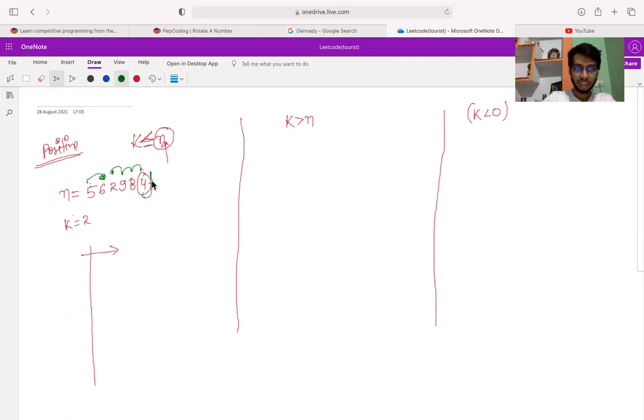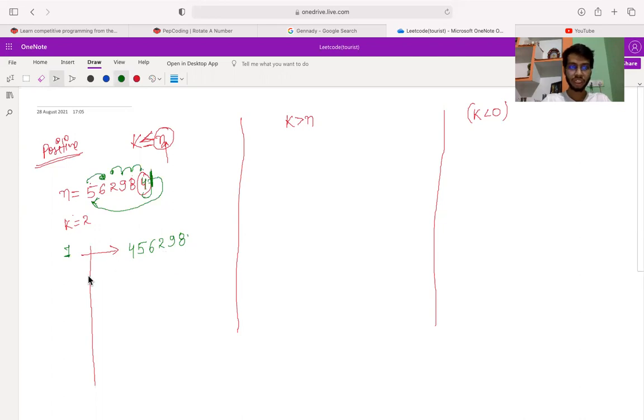Here, the last digit doesn't have any space to move on. So what does the 4 do? The 4 is simply taken out from the end and joined at the front. So in the first rotation, 4 will come here, and the number becomes 4 5 6 2 9 8. So 4 has joined at the front.